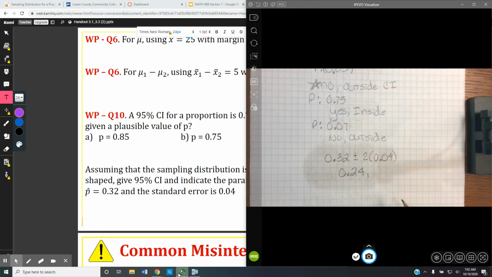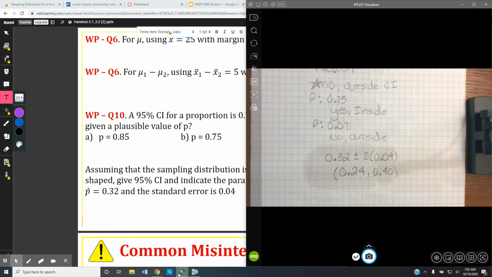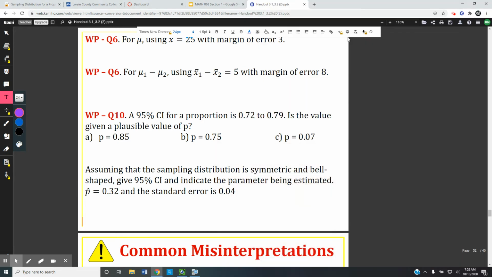How about 0.24? And the calculator says 0.40. There goes my 95% confidence interval calculation. Perfect. All right, let's keep going.